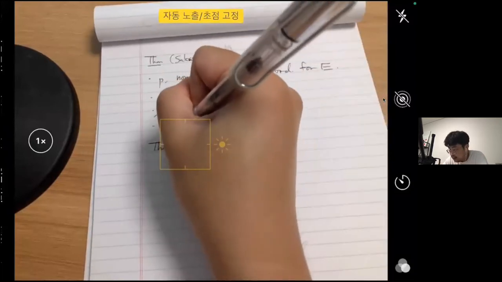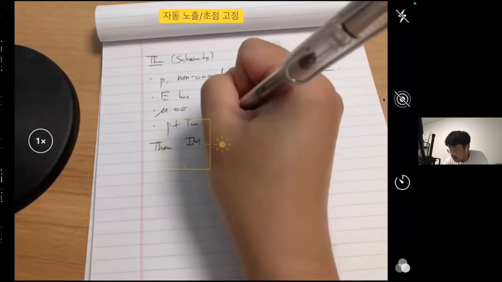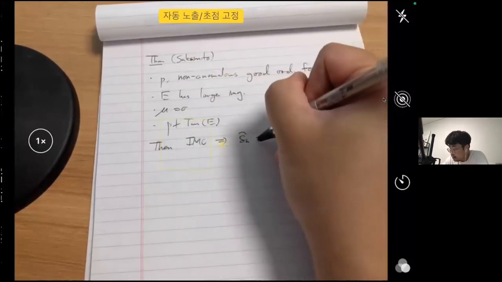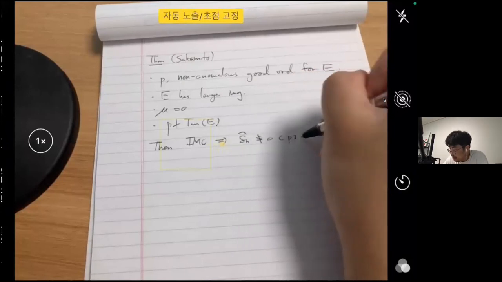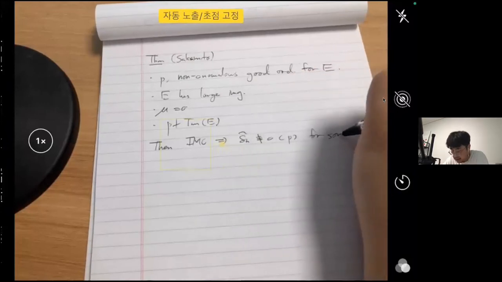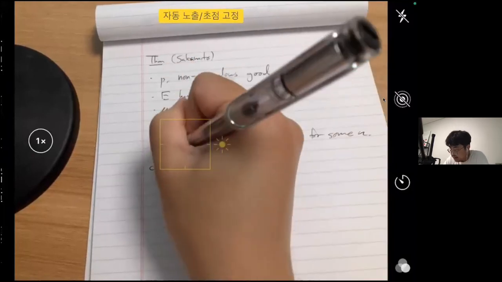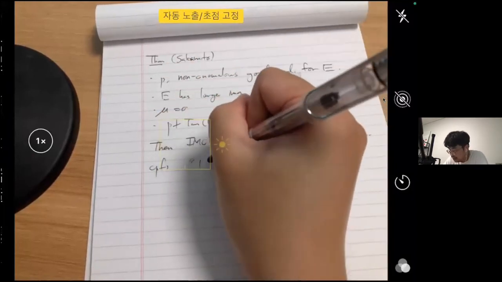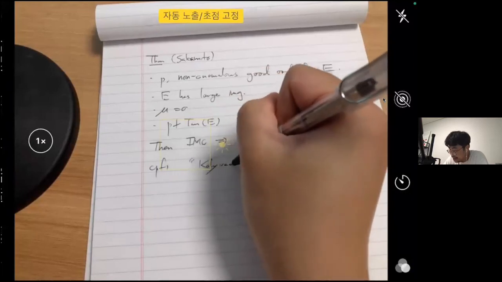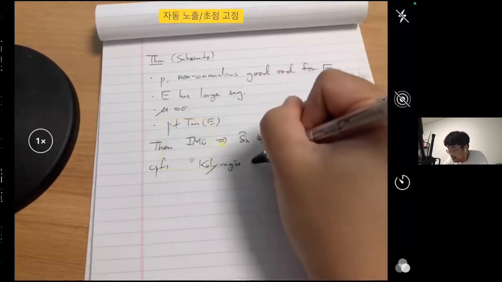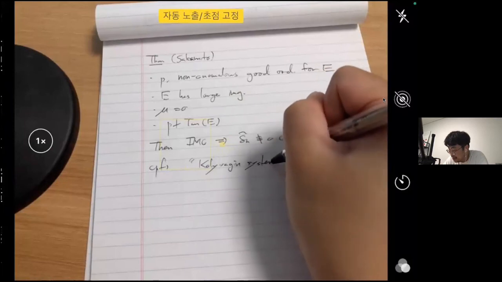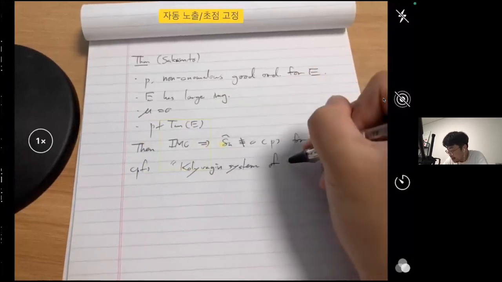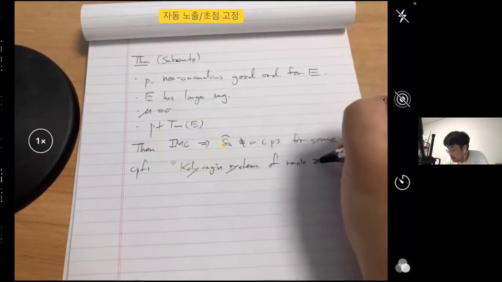Then the Iwasawa main conjecture implies that delta n is non-zero modulo P for some n. And the proof used the recent theory of the Kolyvagin system of rank 0. Of course, in the usual theory, the Kolyvagin system of core rank 0 is trivial, but he changed it a bit. He got a theory of the rank 0 Kolyvagin system.